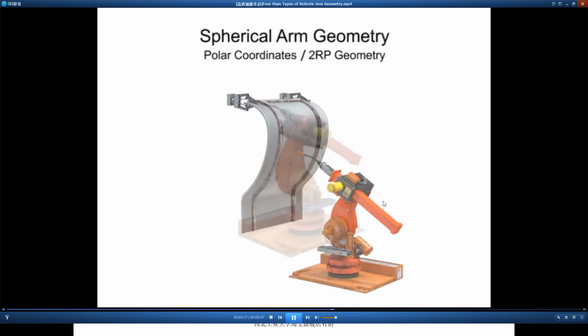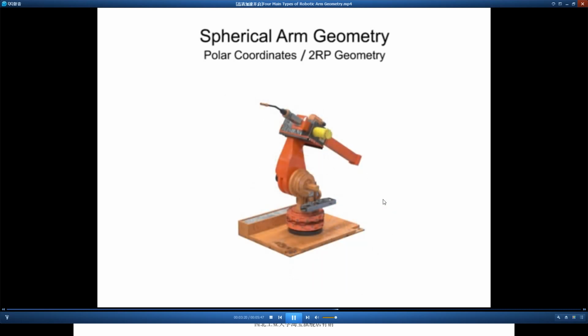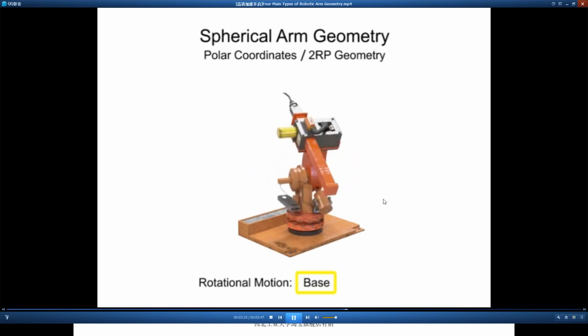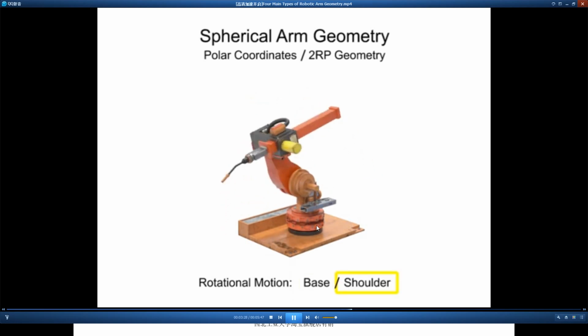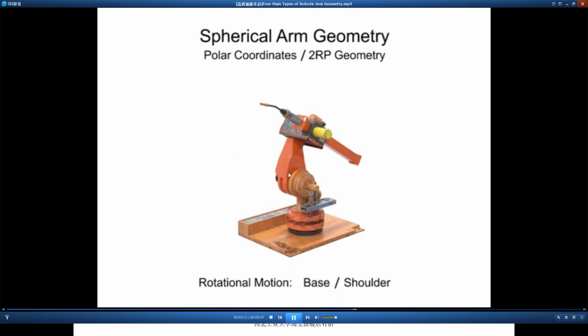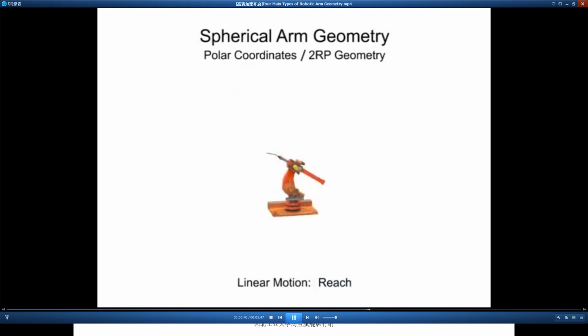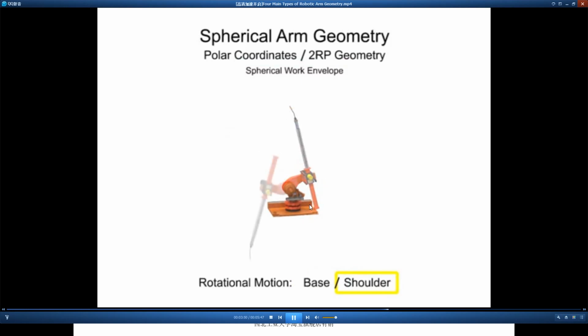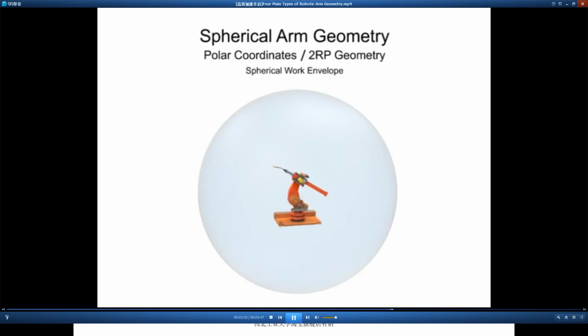Robotic arms with spherical geometry have rotational movement in two directions, rotational movement at the base and rotational movement at the shoulder. Spherical arm geometry robots also have linear motion in one direction, typically the reach of the arm. Spherical arm geometry robots have a mostly spherical work envelope at their outer reach, but are limited by the linear reach of the arm and the rotation of the shoulder joint. The shape of the robot's inner work envelope is almost conical and does not become a sphere until the arm extends.